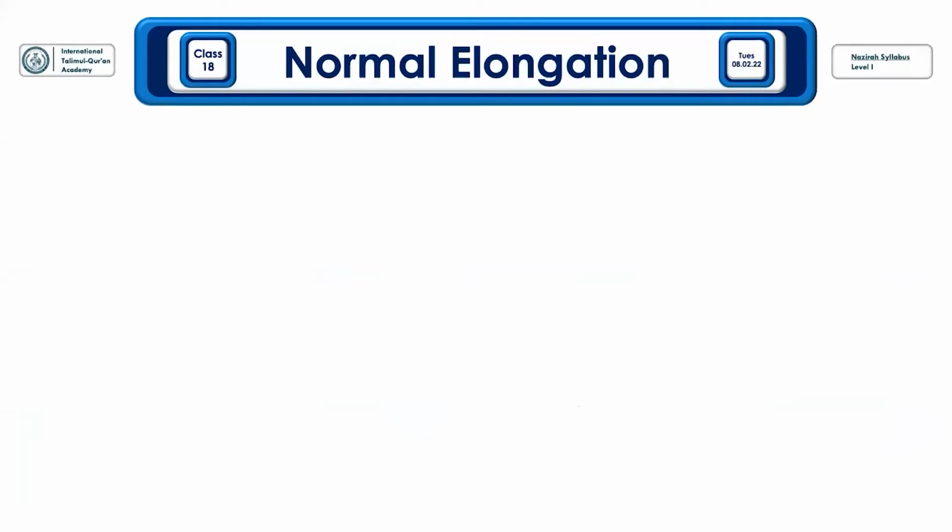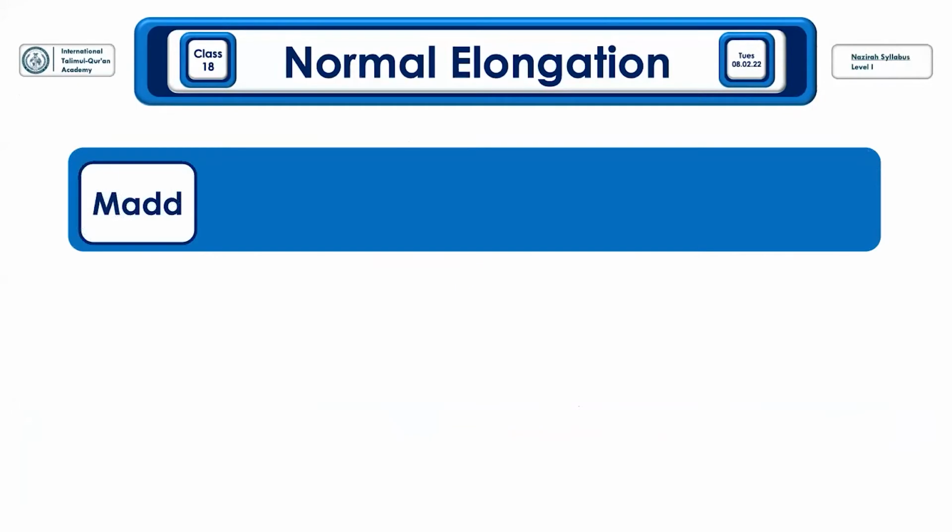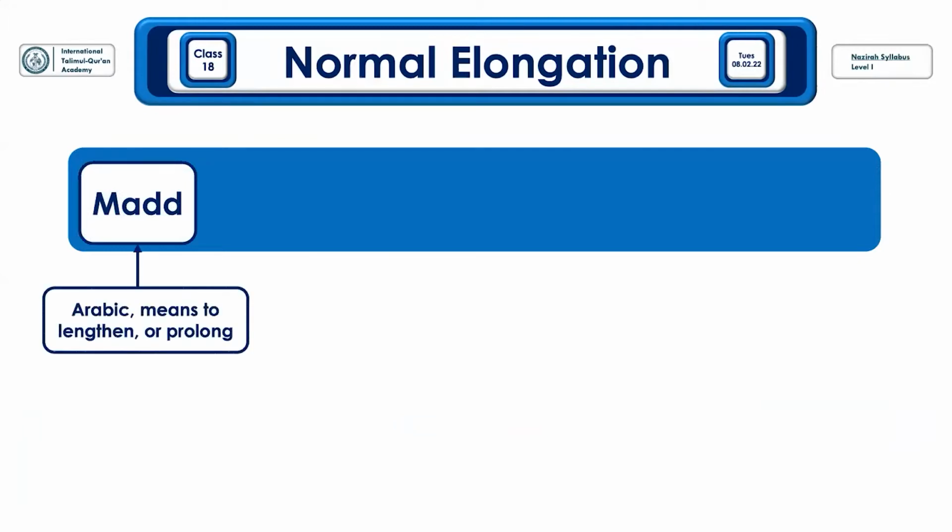So today's rule is normal elongation. This is kind of a continuation from yesterday's class. We learned about normal elongation, and in Arabic it is known as Maddah. In Arabic, Maddah means to prolong or to lengthen.